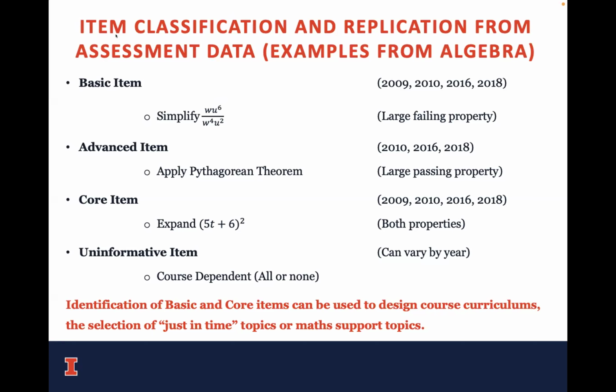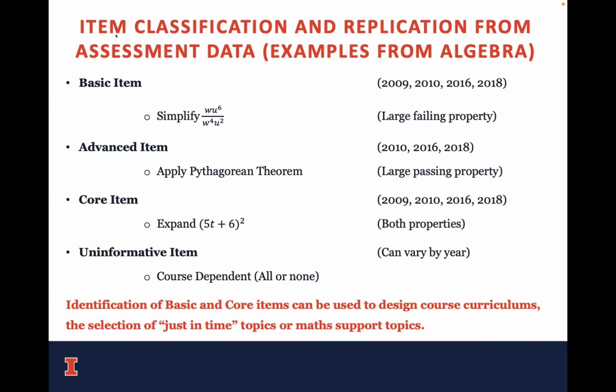Okay, so this has a large failing property, that's written right there. So if you can't do this in algebra, if you can't simplify this rational expression, you're much more likely to fail. But being able to do it doesn't improve your passing chance. Okay, so it's just failing. Are we clear on that one? And I replicate these across years.